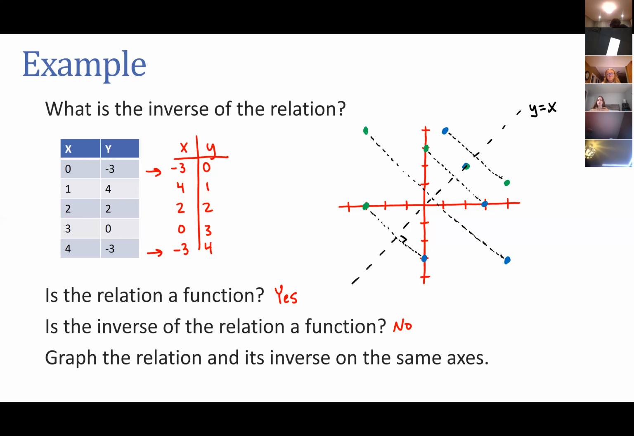So all of our points reflect across the line y equals x, and it turns out that's true for all inverses, and that's an important fact for you guys to know. Inverses reflect over the line y equals x, always.